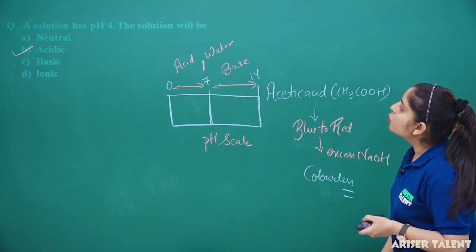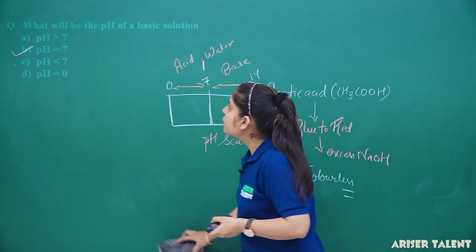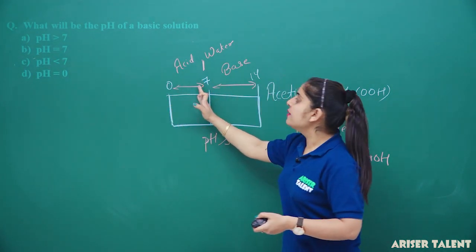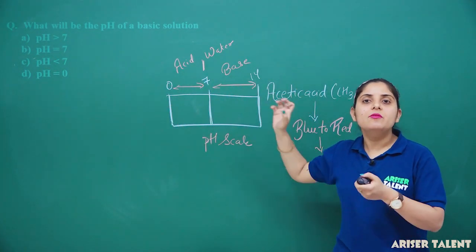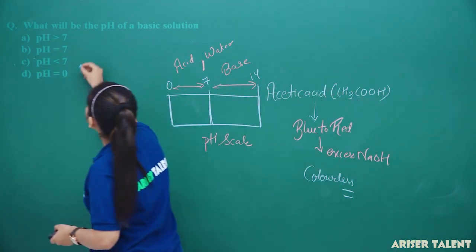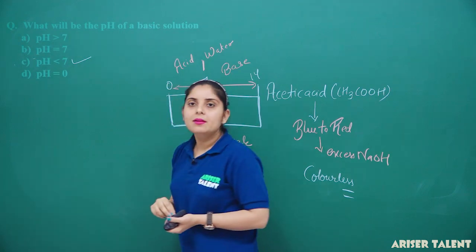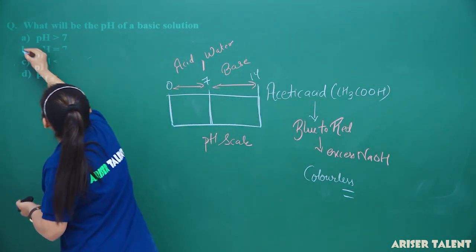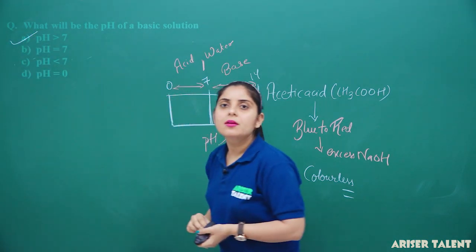Now our next question is, what will be the pH of the basic solution? I have already told you, if the pH is greater than 7 and less than 14, we can count it in the category of the bases. So the correct option will be option number C. Sorry, option number A, pH greater than 7. So the correct option here will be option number A.